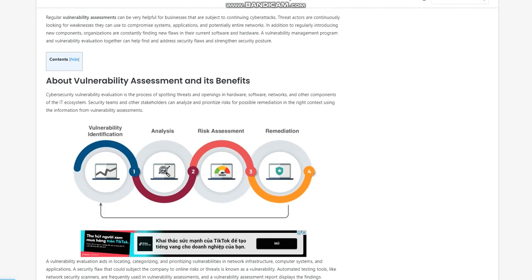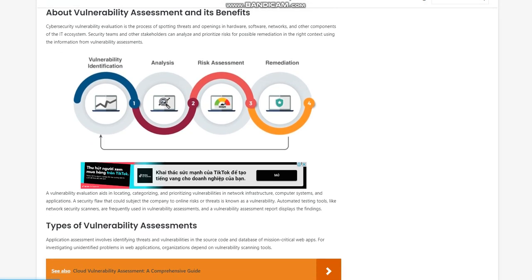About vulnerability assessment and its benefits. Cybersecurity vulnerability evaluation is the process of spotting threats and openings in hardware, software, networks, and other components of the IT ecosystem. Security teams and other stakeholders can analyze and prioritize risks for possible remediation in the right context using the information from vulnerability assessments.